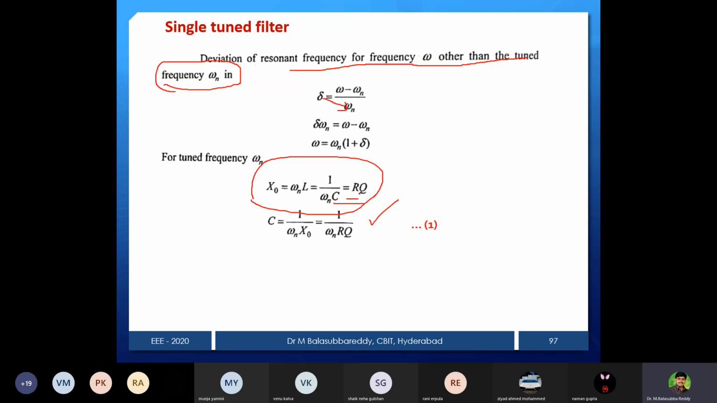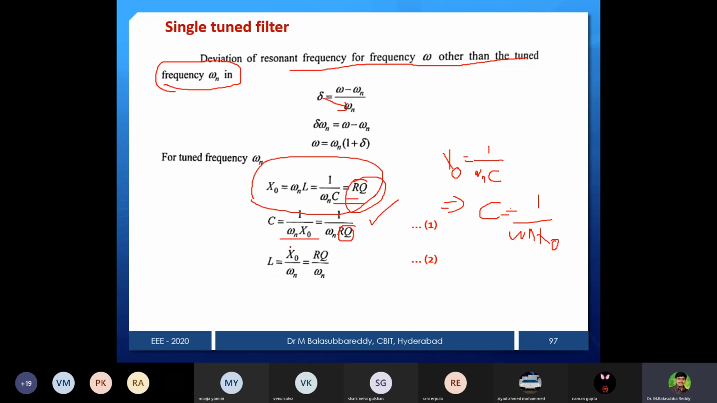We can see that C is equal to 1 by omega n into X naught, because X naught is equal to 1 by omega n into C. So from this simply you can write C is equal to 1 by omega n into X naught. So what is X naught? X naught is equal to RQ. You just substitute that instead of X naught, you can replace it with RQ, because R is connected in series with L and C, and Q is the quality factor.